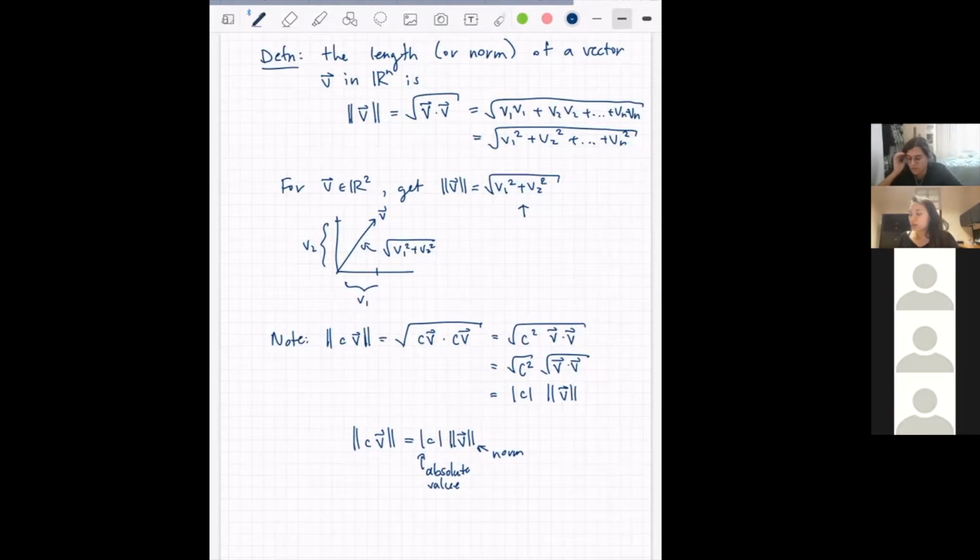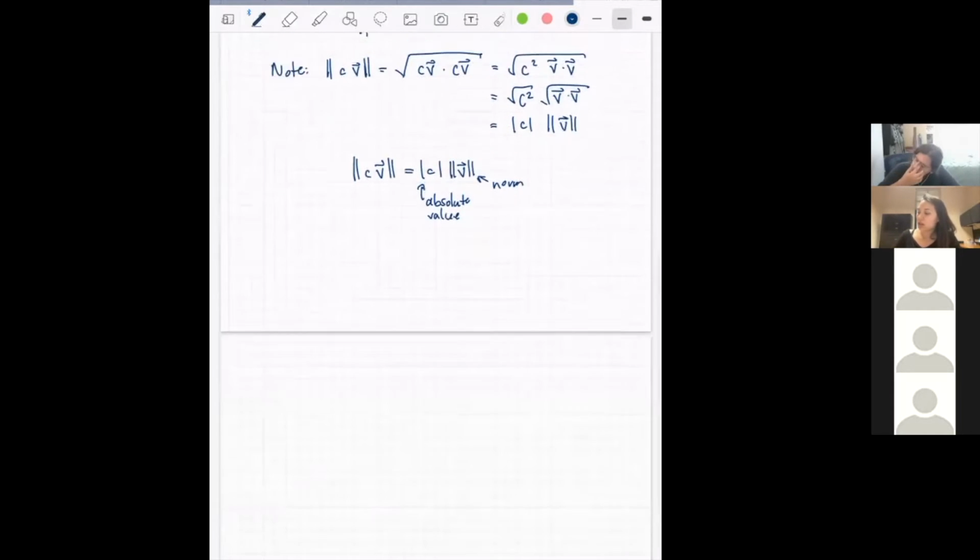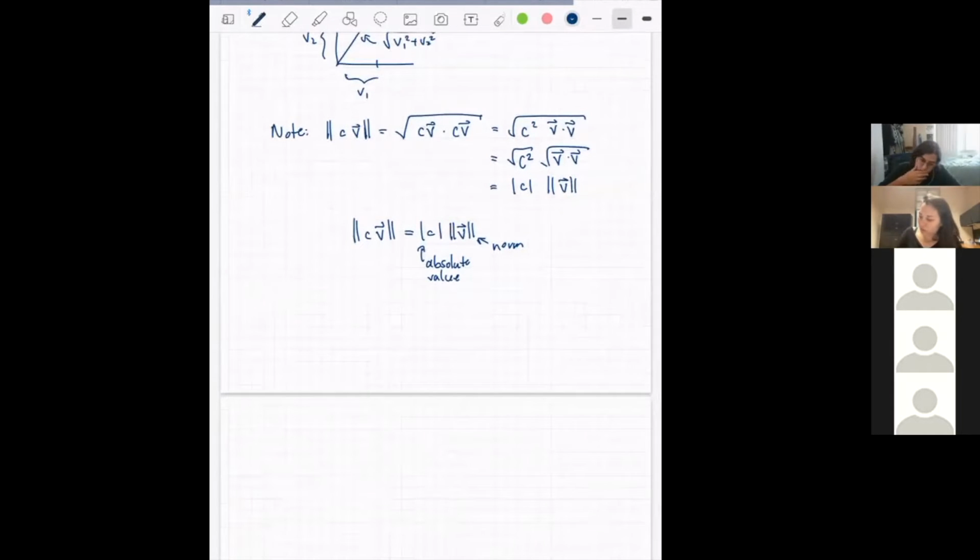We can not only define the length of a vector, but we can also define the distance between two vectors. If we have two vectors u and v in Rn, then the norm of u minus v, the difference of those two, is going to give the distance between them.